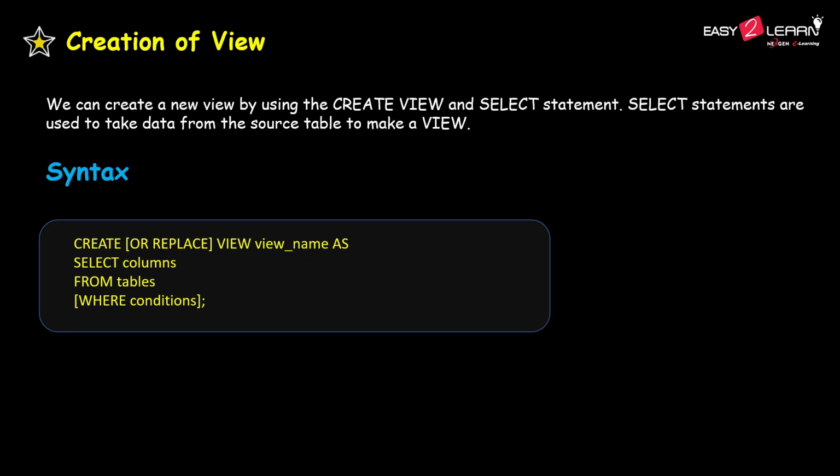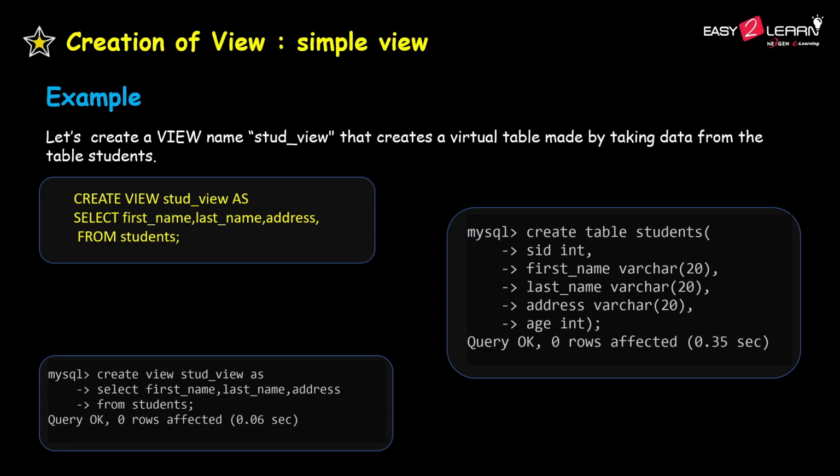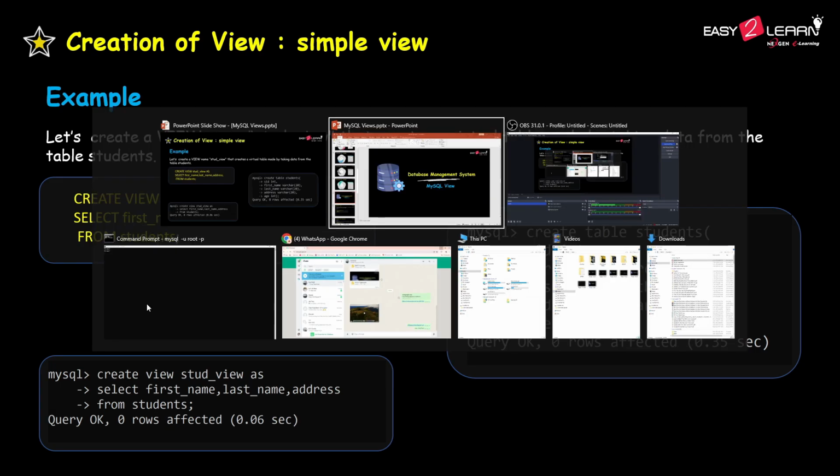Now let's create a simple view for a students table. Suppose we have a students table which consists of student ID, first name, last name, address and age. Now we want to create a view that only displays the student name and address. So I'm going to open the MySQL editor.